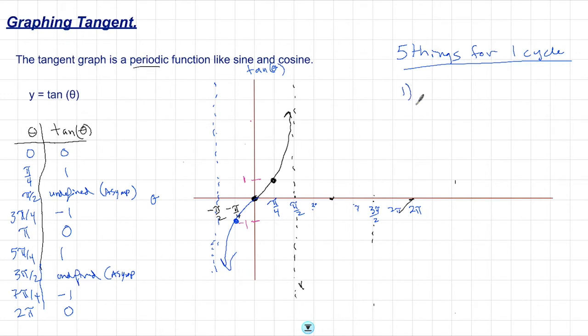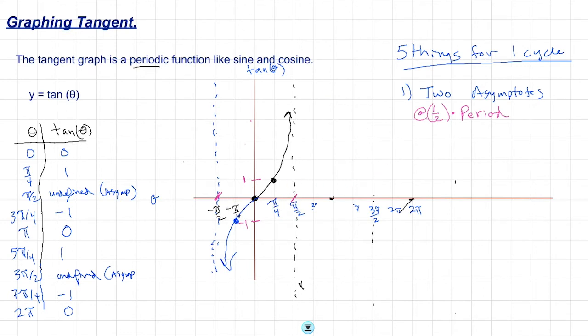Number 1 is we're going to find 2 asymptotes. And to find the asymptotes, this is what we're going to do. They occur at 1/2 multiplied by the period. Now, we didn't talk too much about that, but the period is this length from here to here. So how do we find the period?